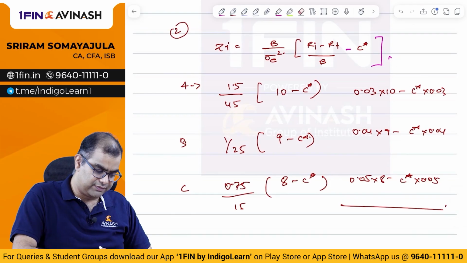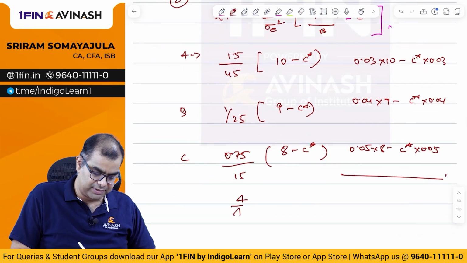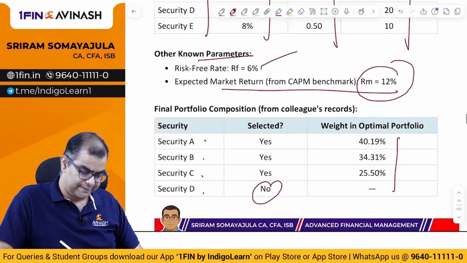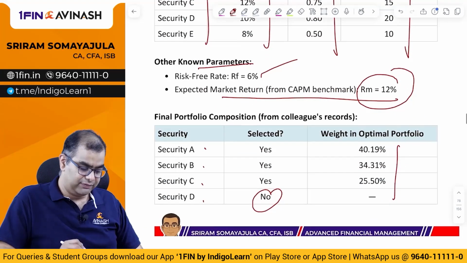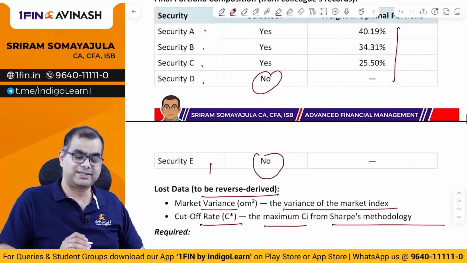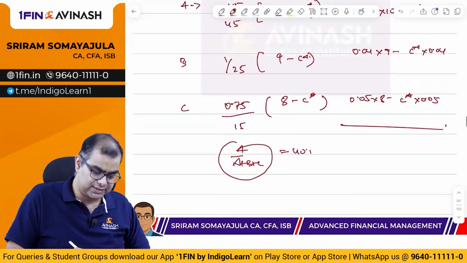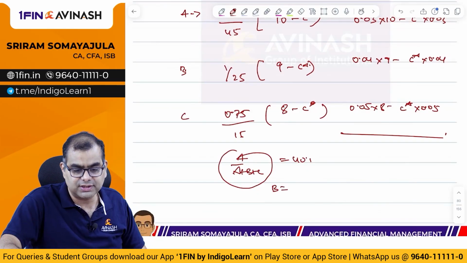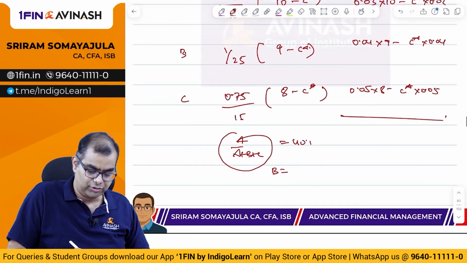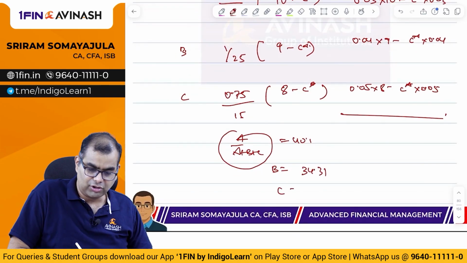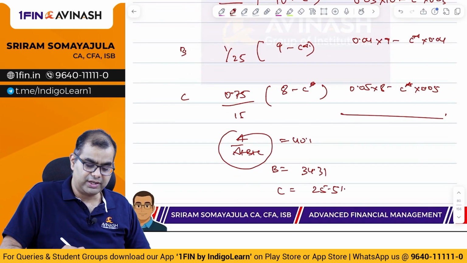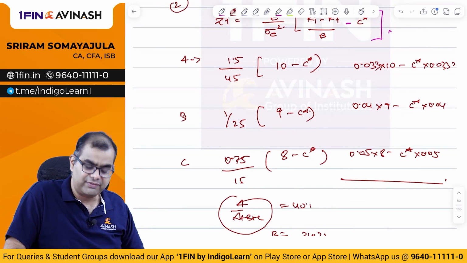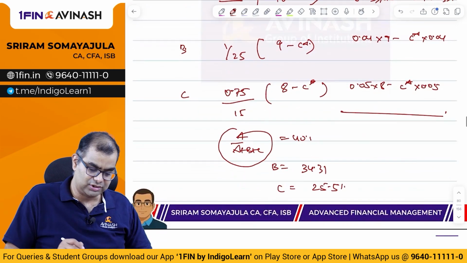Now we have got this. See, one way to do it is A by A plus B plus C is equal to 40.19. That's what they gave, right? Other way is A by B or B by C or A by C, anything you can do. So look at the simpler ones. What is B? What percentage is that? 34.31%. C is how much? 25.5%. Okay. So you see here, this one is an odd number, 0.033. This is a very odd number, so I don't want to use that odd number. I'll rather use rounded numbers.